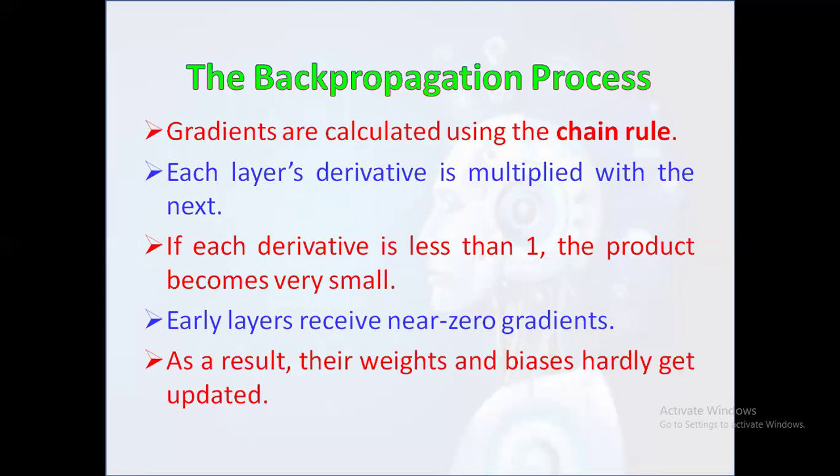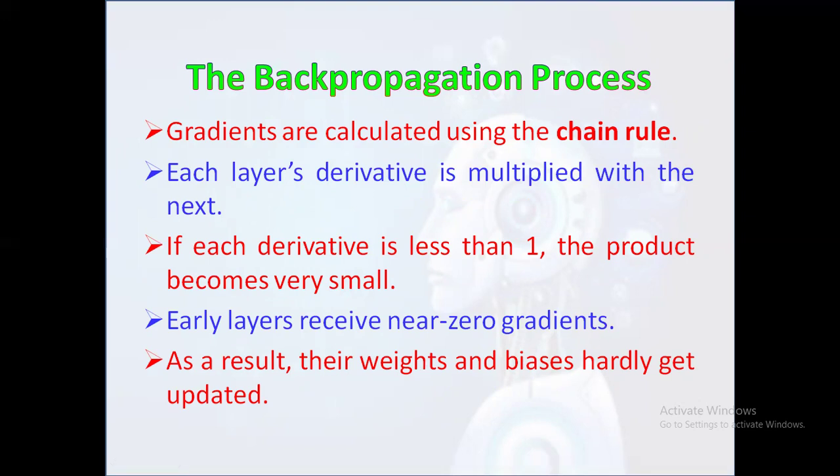This makes it nearly impossible for earlier layers in the network to receive a meaningful error signal for learning. Early layers receive near-zero gradients. Due to the compounding effect of small gradients, the layers closer to the input receive extremely small values during weight updates. This means they do not learn useful representations and their parameters remain nearly static. As a result, their weights and biases hardly get updated.